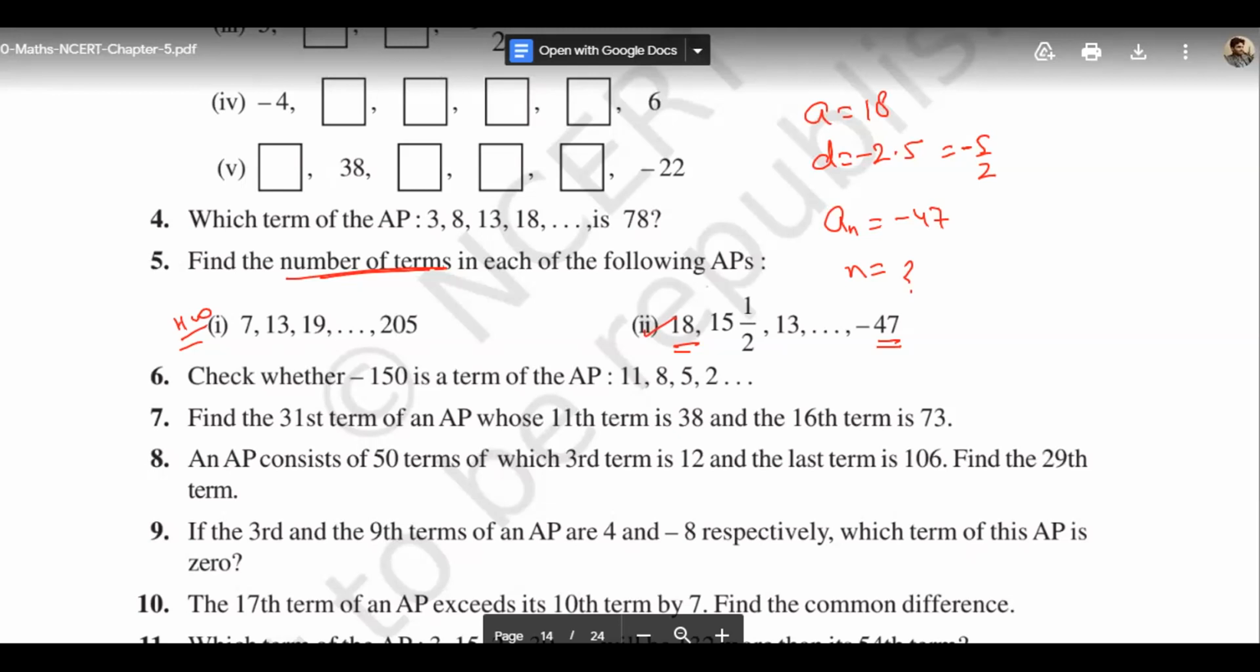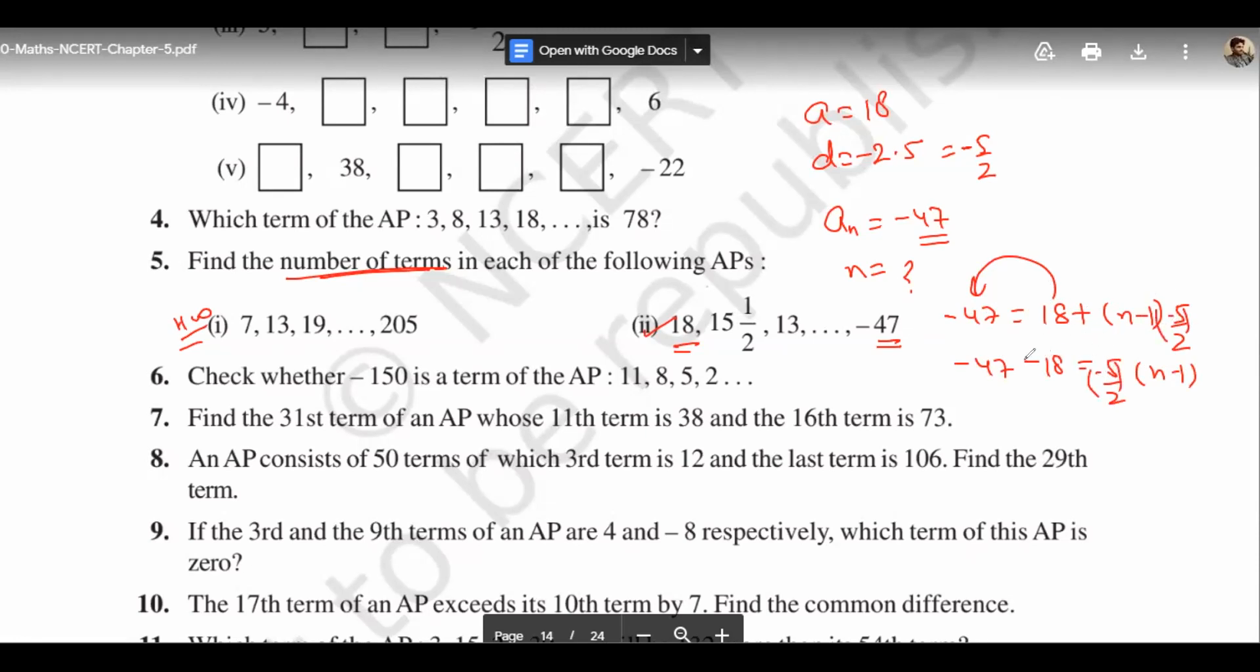So actually it has been asked that 47 is which term for this AP. So you can write here minus 47 is equal to, one minute. Value of n is 27. Okay. So we can write minus 47 is equal to a, which is 18, plus (n minus 1) into d, which is 5/2. So when you subtract this one from this one, it will become minus 47 minus 18 is equal to 5/2 into (n minus 1), right? Yes, it will be minus 5/2.